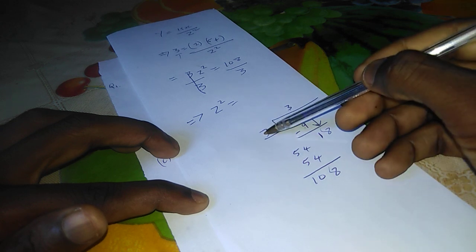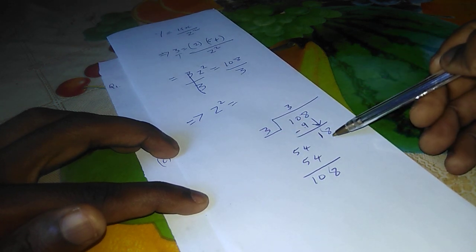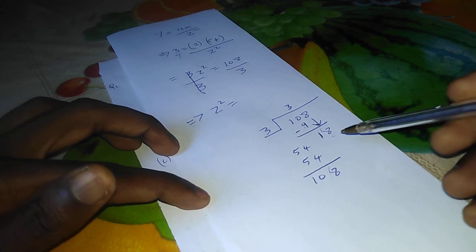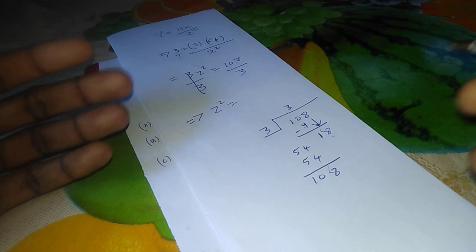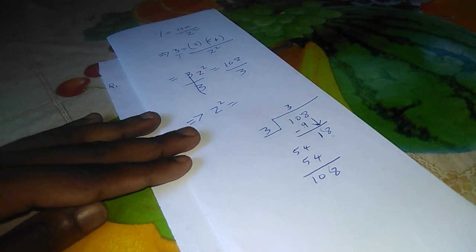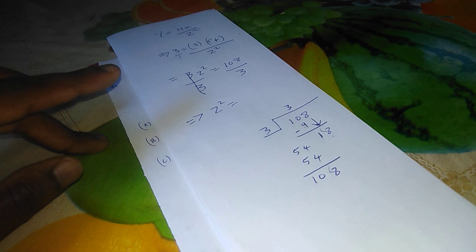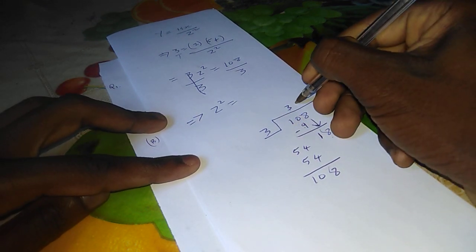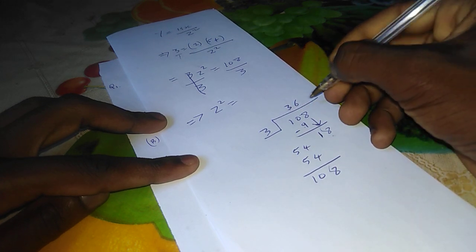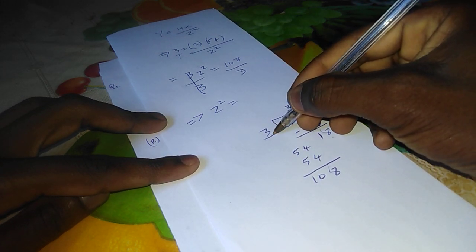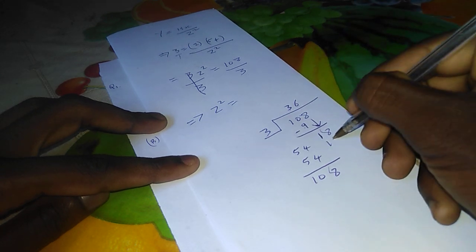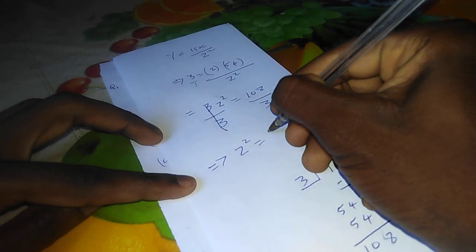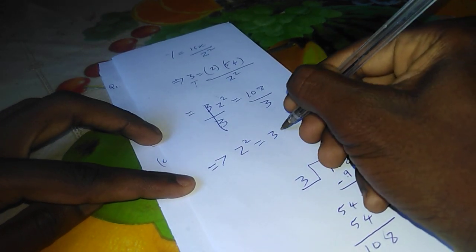So 18 divided by 3: 3, 6, 9, 12, 15, 18, should be a 6. So I write 6 here. 6 times 3 is 18, and 18 minus 18 is 0. So the answer here is 36.